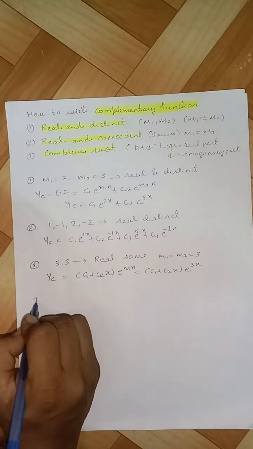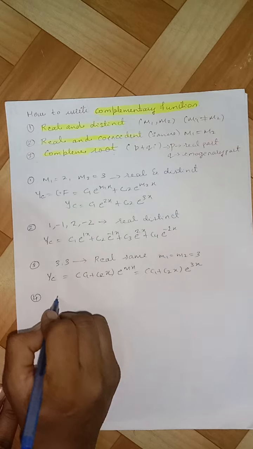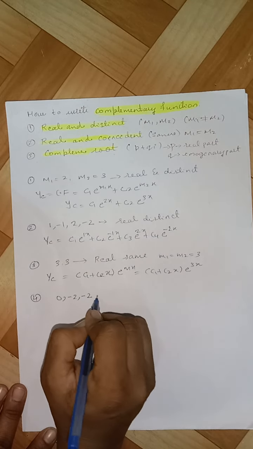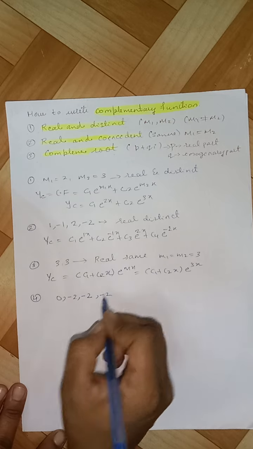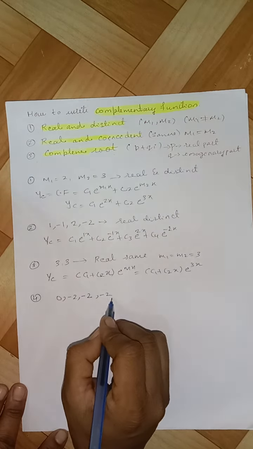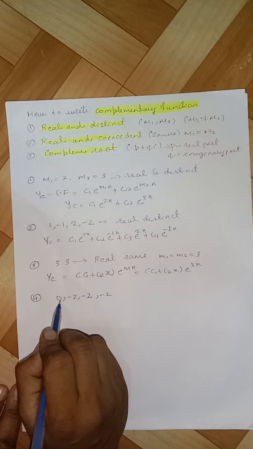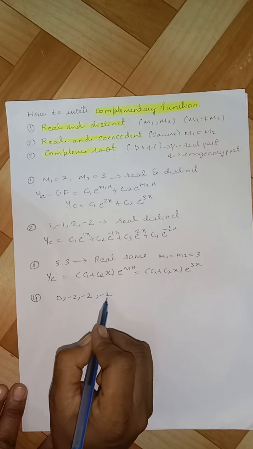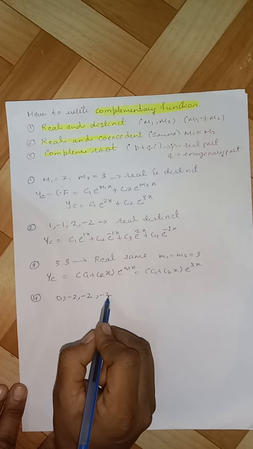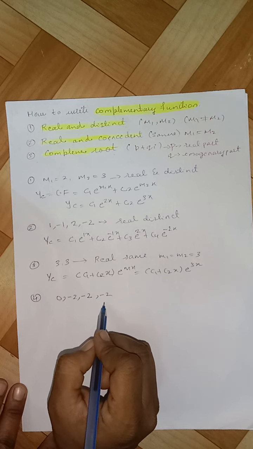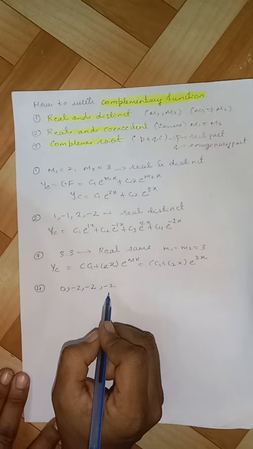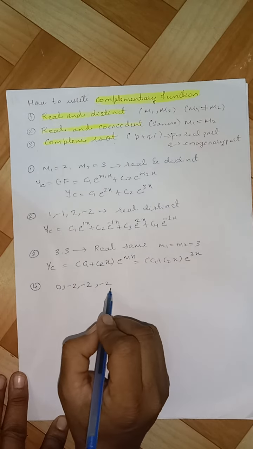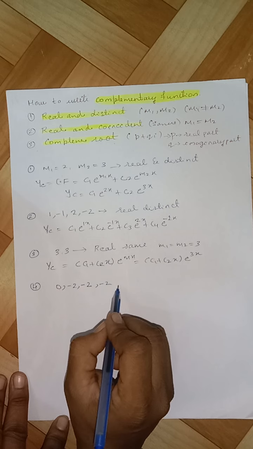Now let me consider one more example. The roots are 0, minus 2, minus 2, minus 2. So there are totally 4 roots in which one of the roots is 0 and the remaining 3 roots are minus 2. So this minus 2 is repeated 3 times.